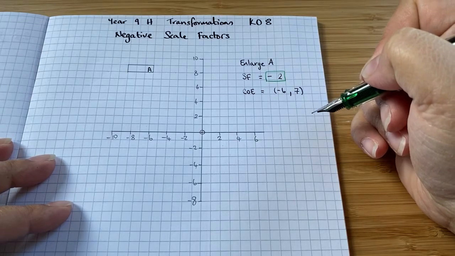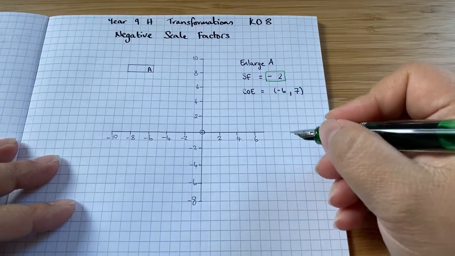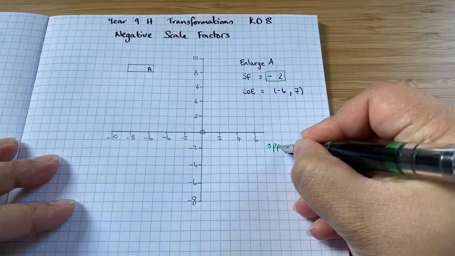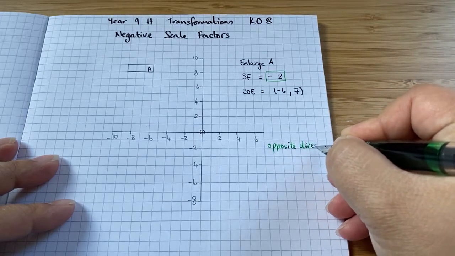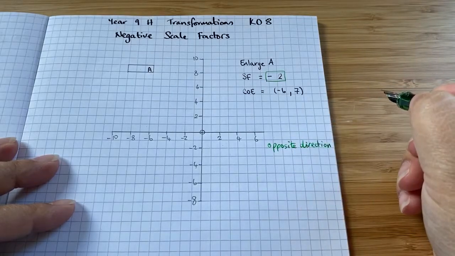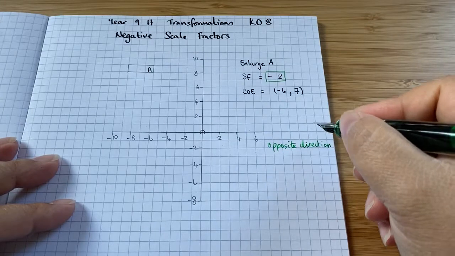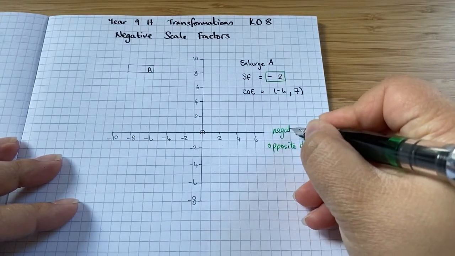Now, just like all scale factors before, we still multiply by that number, but the negative indicates that we are going to go in the opposite direction. Okay, so rather than originally going to the right of the shape, we will be going left from the center of enlargement. So it's the opposite direction if it is a negative scale factor.